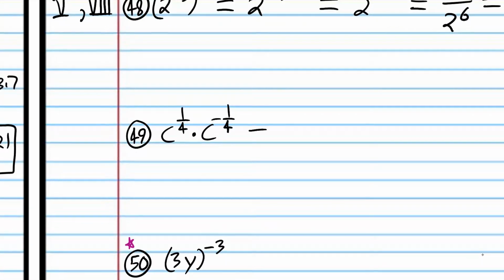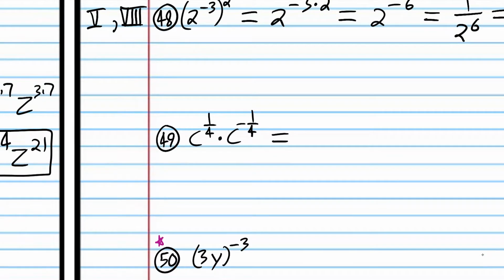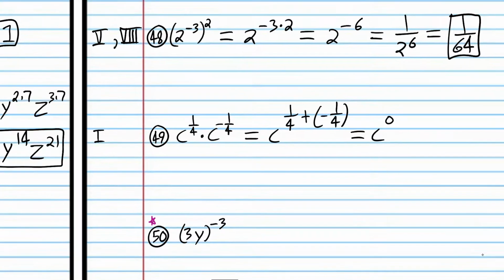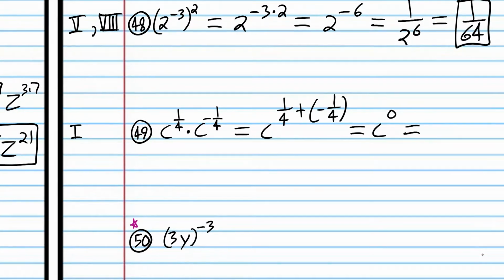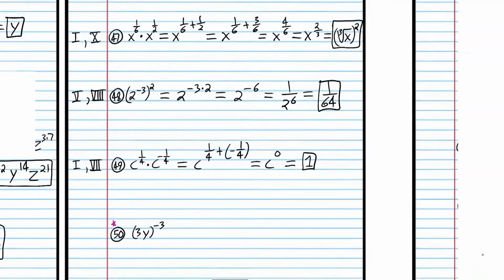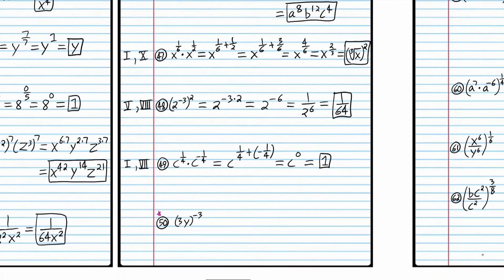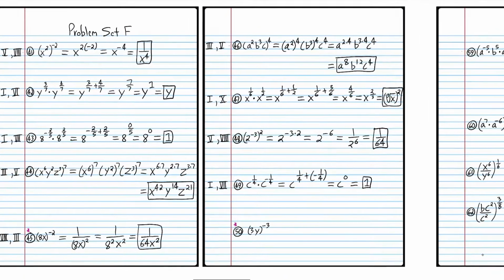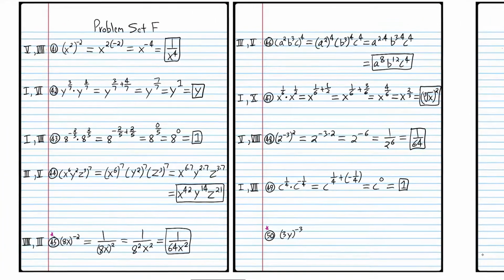All right, we're back. So we're multiplying powers, so you're going to have to use rule number 1. So we get c to the 1/4 power plus -1/4. And 1/4 plus -1/4 is obviously 0, and then anything raised to the 0 power is just 1. And that is rule number 7. All right. So by doing these problems, you're memorizing the rules, and you're getting fluency, and you're learning all the different variations that you can see. So try number 50.